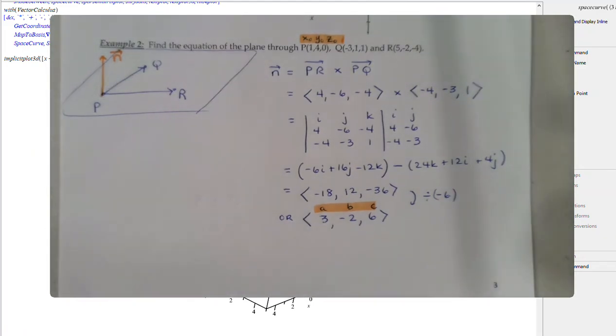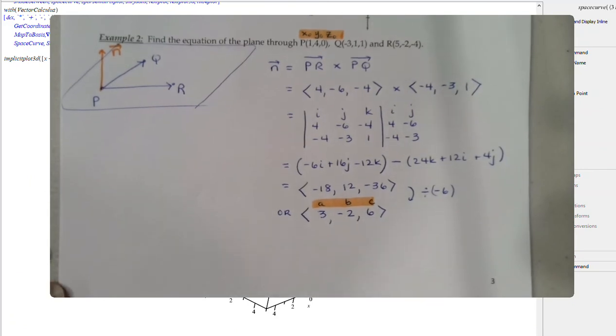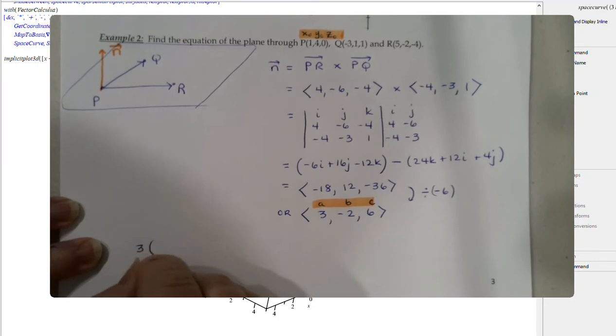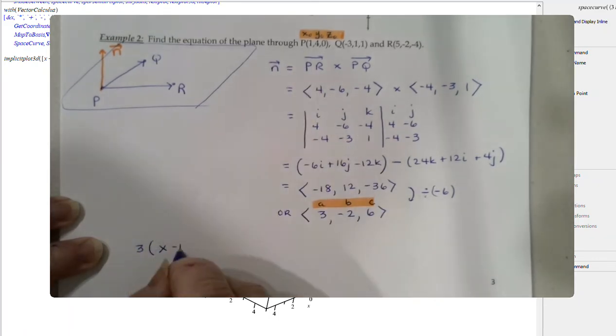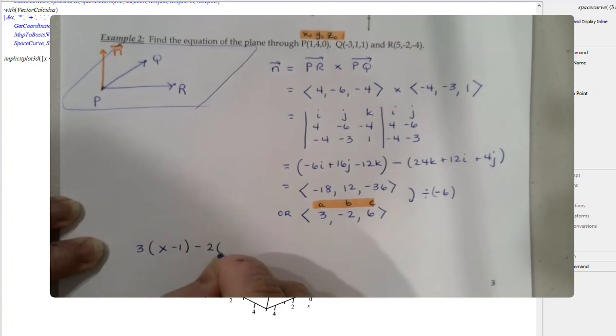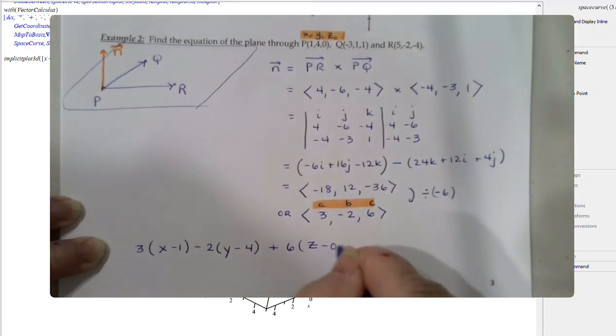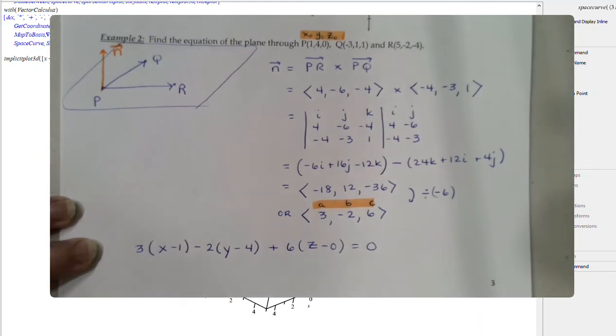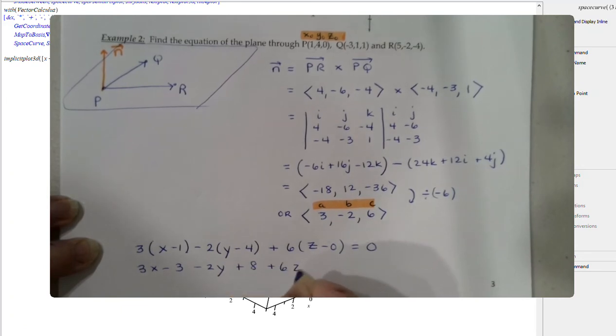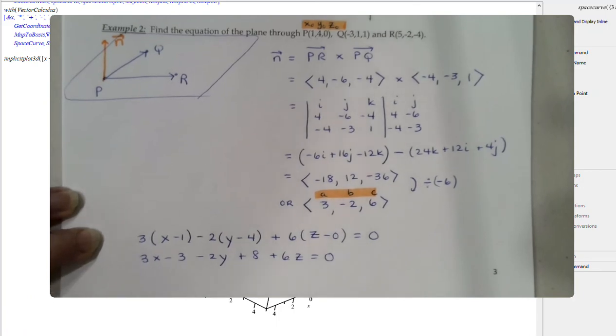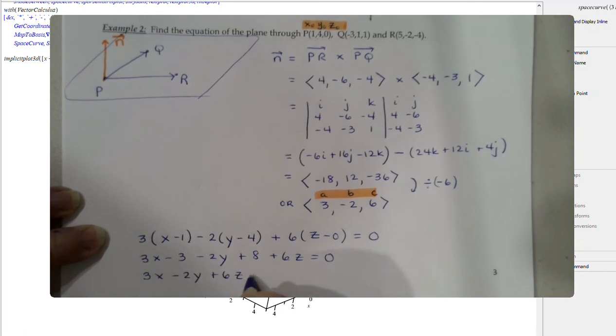All right, from here on out, it's basically just plugging them into that point normal form again. So I've got A, just 3, times x minus the 1. B is negative 2, times y minus the 4. And C is 6, times z minus 0. Do a little bit of algebra here. And I'd like you to get in the habit of giving your answers in standard form. So 3x minus 2y plus 6z would be, let's see, that's 5, so negative 5.